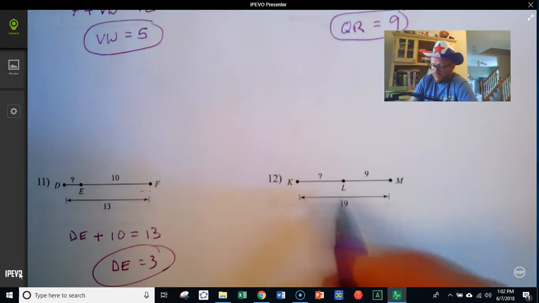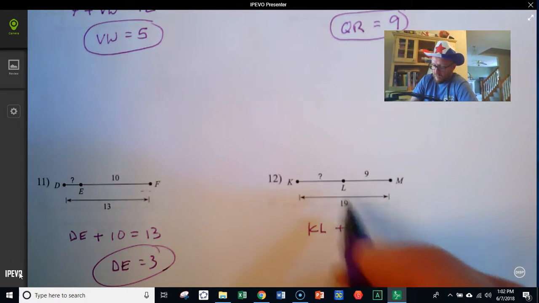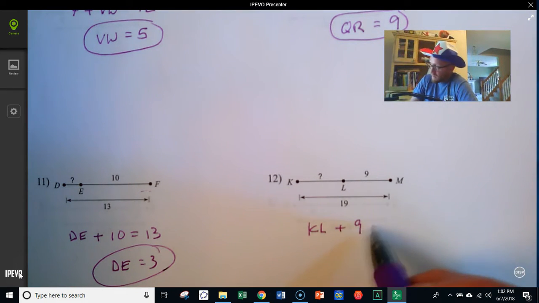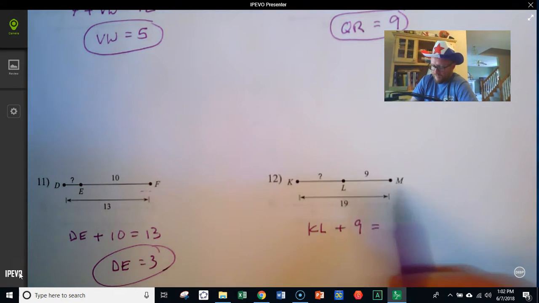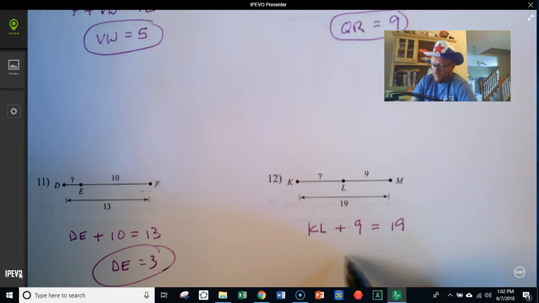And over here, we've got KL plus LM, that's 9, equals KM, that's 19. We'll take 9 away from each side, and we get KL equals 10.